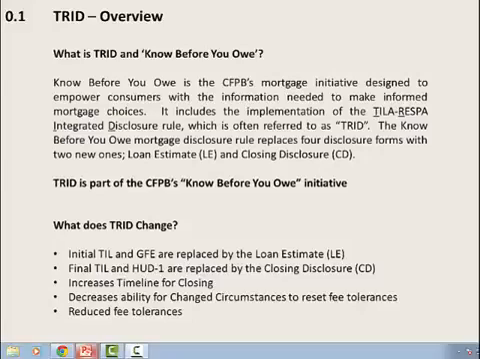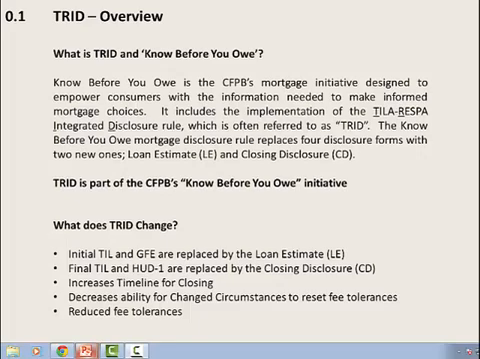What is TRID and Know Before You Owe? The intention of TRID is to provide greater clarity and simplicity to the borrower during the mortgage process by combining the TILA and RESPA documents. That is, the initial GFE and TIL have been combined and replaced with the loan estimate, and the final TIL and HUD-1 have been replaced with the closing disclosure. During this video, we will refer to the loan estimate as the LE and the closing disclosure as the CD.